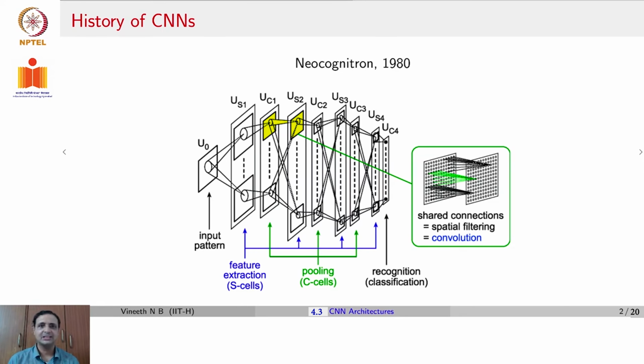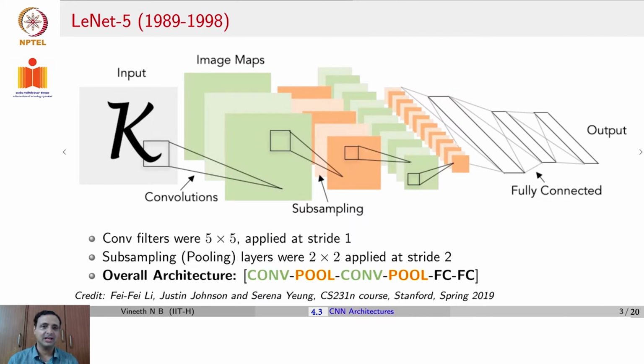The history of CNNs dates back to the neocognitron in 1980, which was perhaps the earliest precursor of CNNs. The concept of feature extraction, the concept of pooling layers, as well as using convolution in a neural network, and finally having recognition or classification at the end was proposed in the neocognitron. But the name convolutional neural networks came with the design of the LeNet by Yann LeCun and team, which was largely developed between 1989 and 1998 for the handwritten digit recognition task.